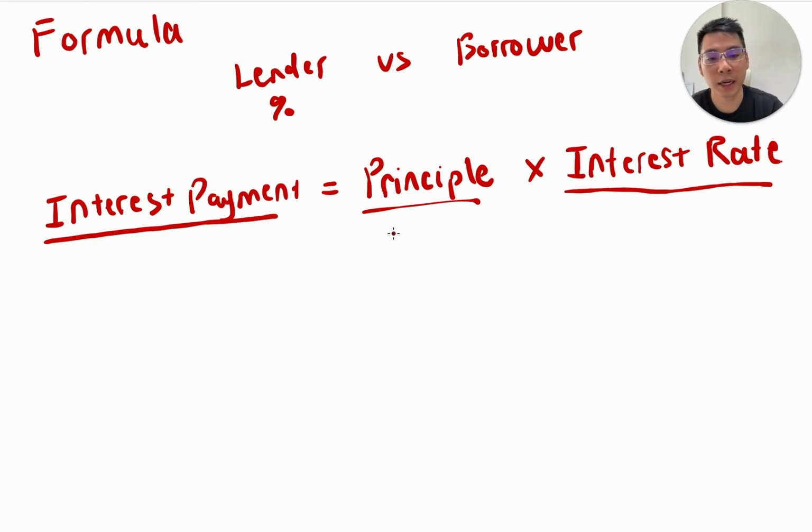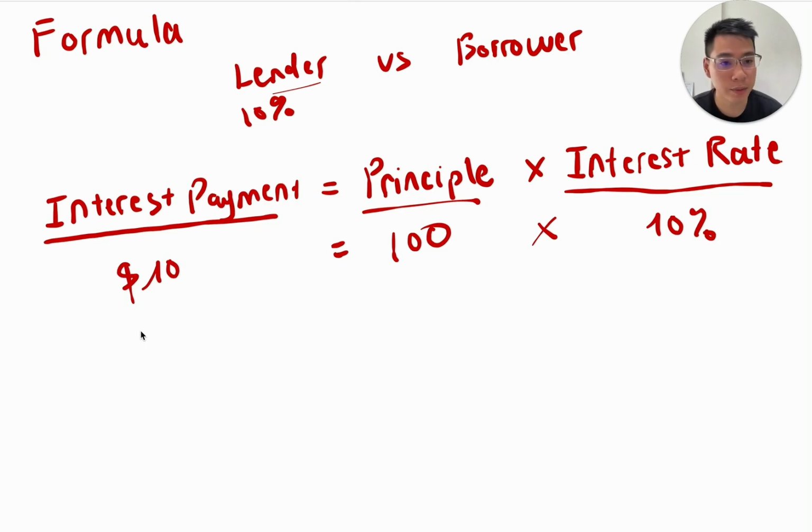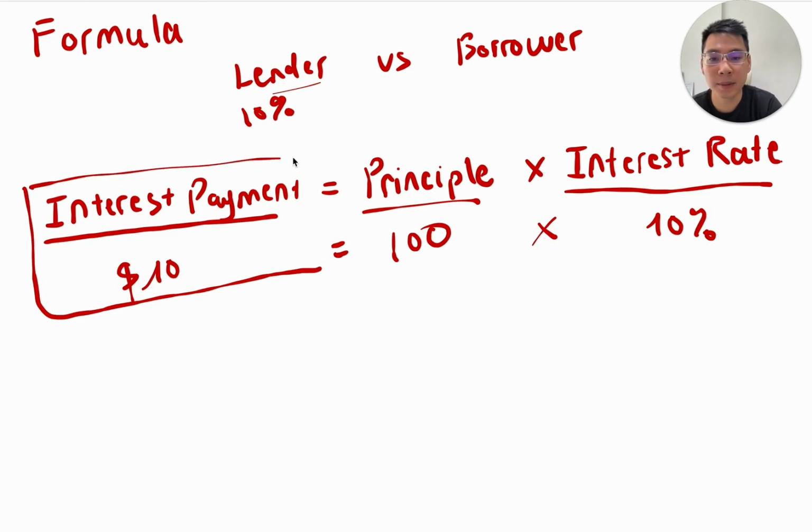Let's say that you borrow $100 from the bank, and the lender, which is the bank, sets the interest rate at 10%. You can put it into this equation to understand that at the end of the period, you are going to pay the bank back $10 in interest. You have to pay them this much, plus you have to return the principal back to them.